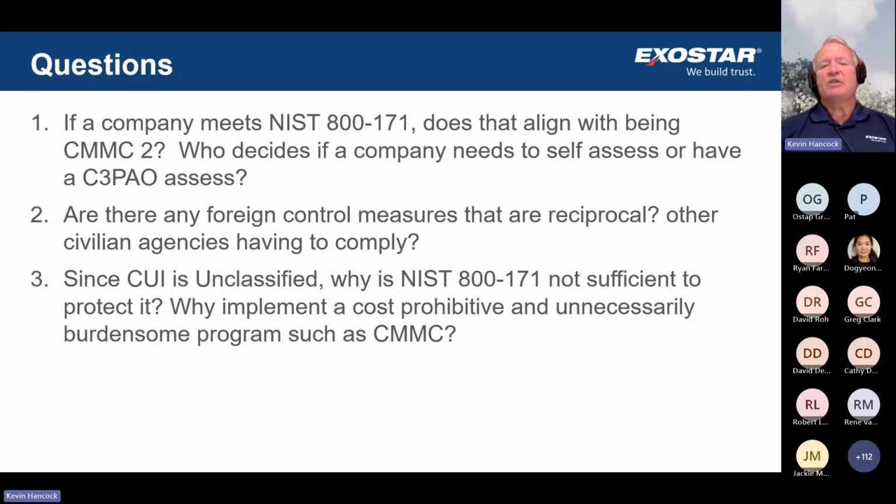So number 3, since CUI is unclassified, why is NIST 800-171 not sufficient to protect it? So the first part of this question is, it is. NIST, the National Institute of Standards 800-171, is the regulation that safeguards controlled unclassified information. These are the controls in place if you have controlled unclassified information in non-federal systems. So, your company receives it, it's gone out of the federal government, you're now in control of it. This is how you need to safeguard it. So that is absolutely sufficient, right? And that's the rule.